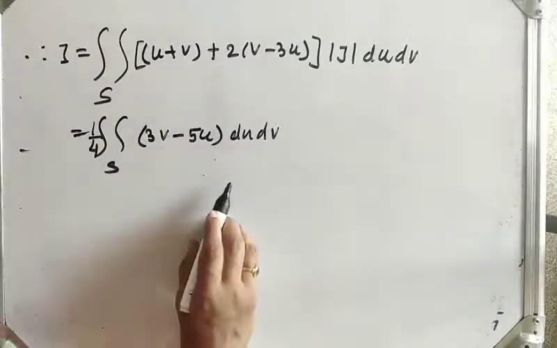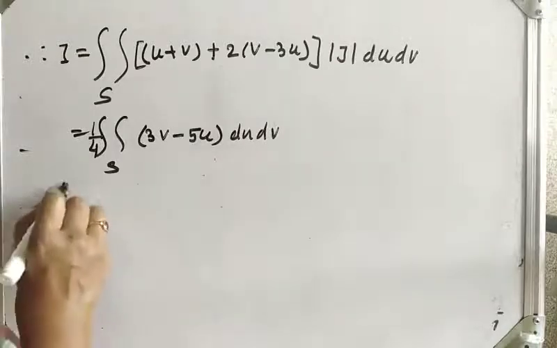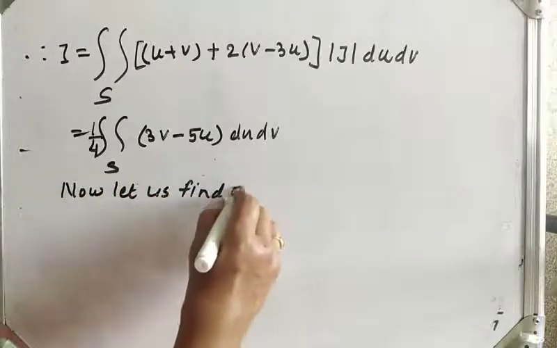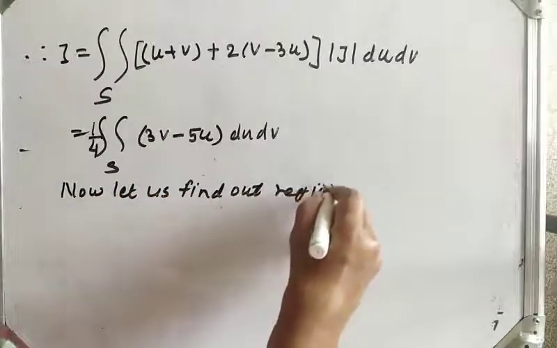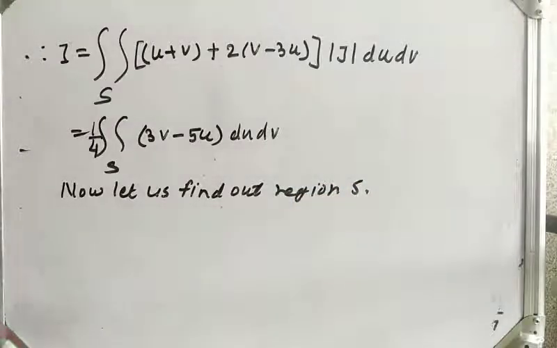Now we need to find region S. Region S means the region in the UV plane. So how do we find region S? Using the 4 equations of region R.